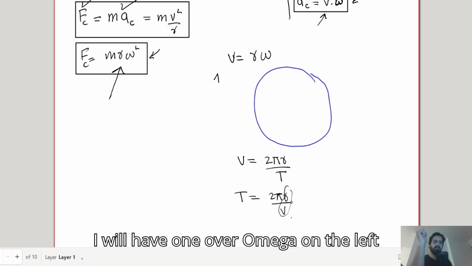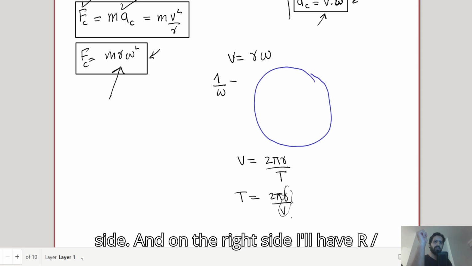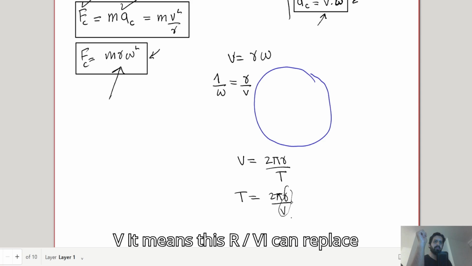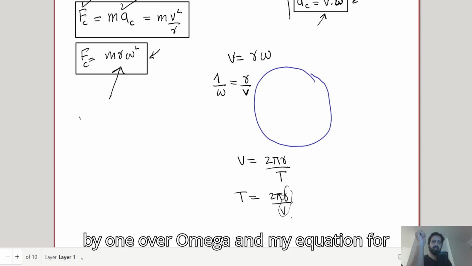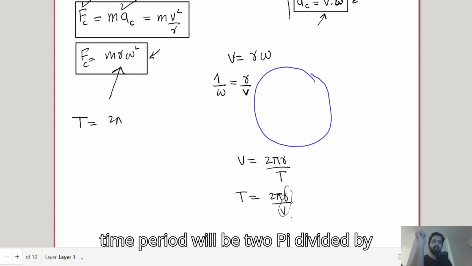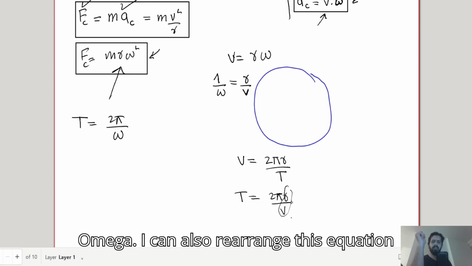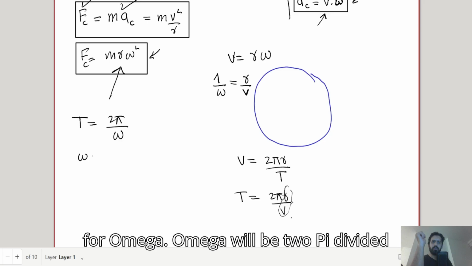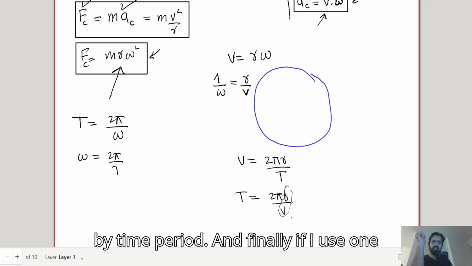So in the end, I will have 1 over omega on the left side, and on the right side, I'll have r divided by v. It means this r divided by v, I can replace by 1 over omega, and my equation for time period will be 2 pi divided by omega. I can also rearrange this equation for omega. Omega will be 2 pi divided by time period.